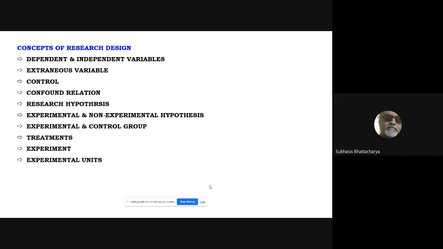We are framing a research hypothesis. We are framing some research hypothesis. And when you are going to frame some research hypothesis in your statistical methods, how do you frame it? Normally, how is the hypothesis framed?